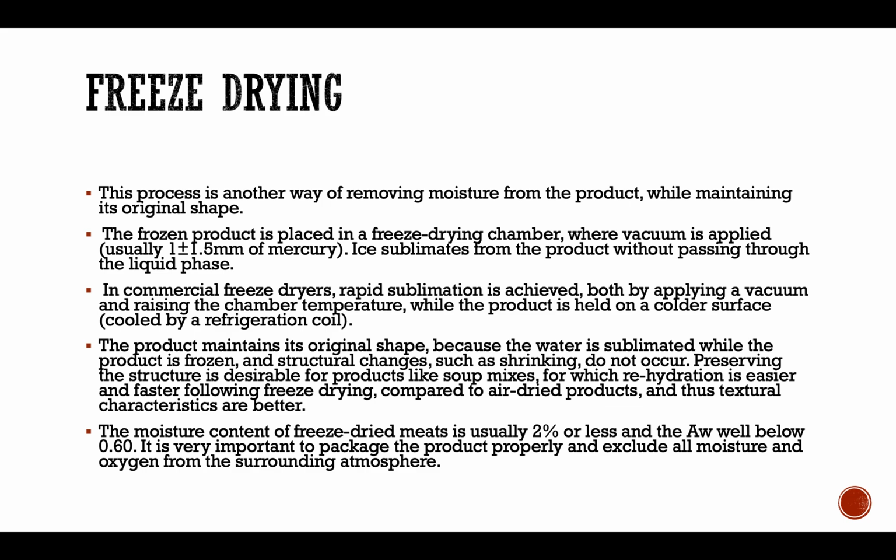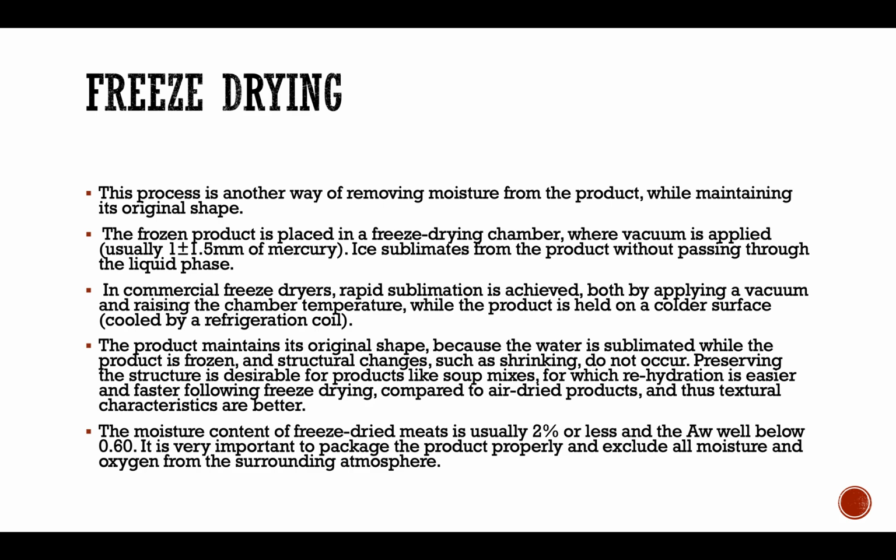Freeze drying. This process is another way of removing moisture from the product while maintaining the original shape. The frozen product is placed in a freeze drying chamber where vacuum is applied, usually 1 to 1.5 mm of mercury. Ice sublimes from the product without passing through the liquid phase. In commercial freeze dryers, rapid sublimation is achieved both by applying a vacuum and raising the chamber temperature while the product is held on a colder surface.